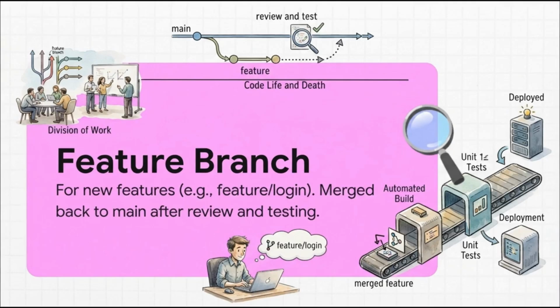First up is the feature branch. The whole purpose of this branch is to develop new features and enhancements. A really concrete example you might see out in the wild is a branch literally named features/login. A developer reaches for this specific branch when they're building a brand new piece of functionality. At the end of its life, so after the code is thoroughly reviewed and tested, this branch is merged right back into the main branch.